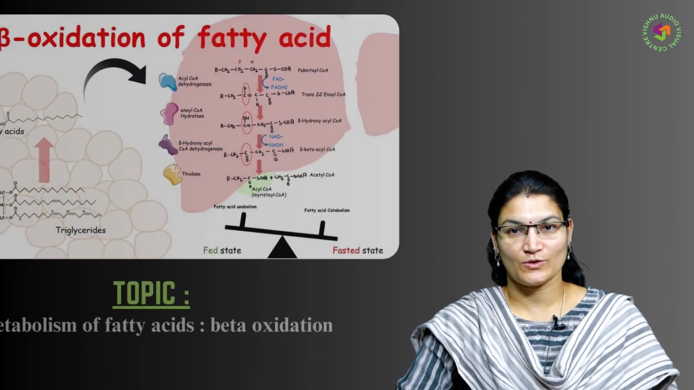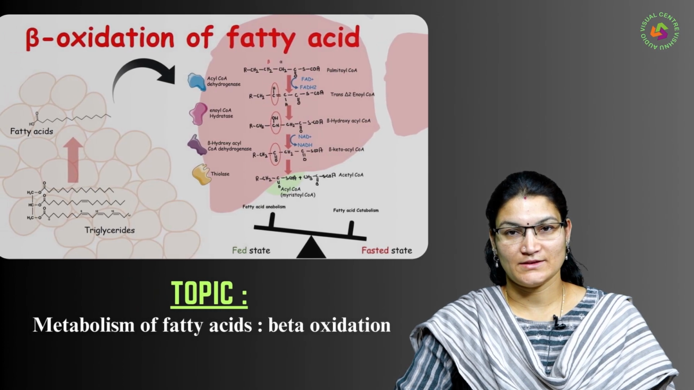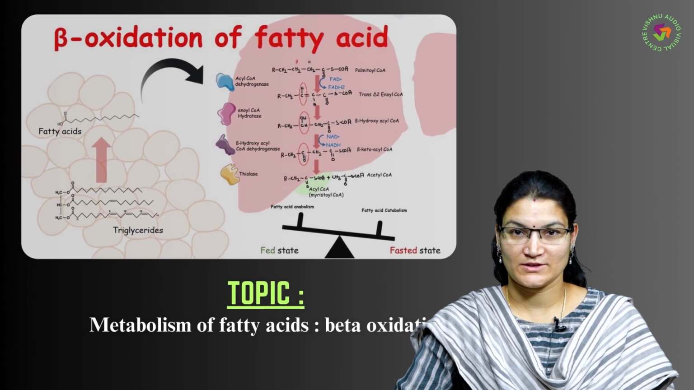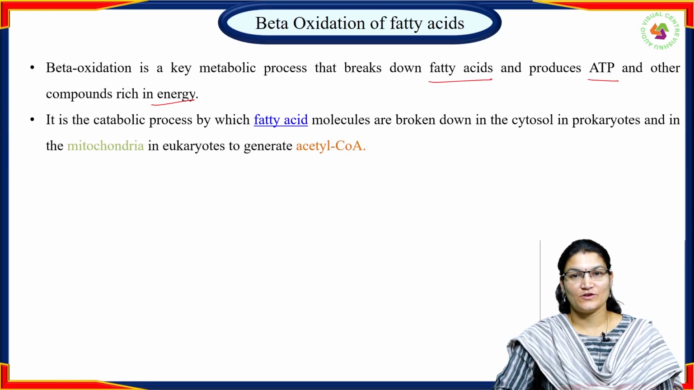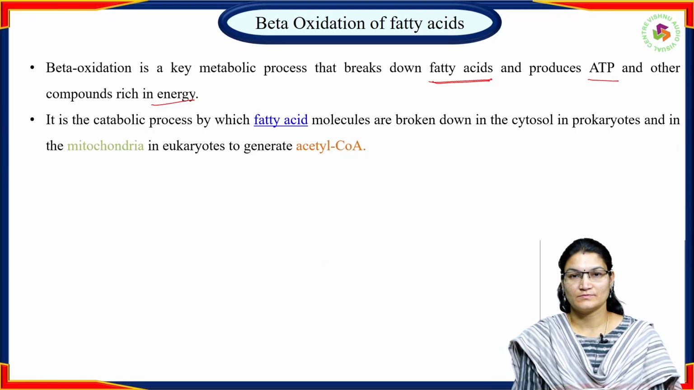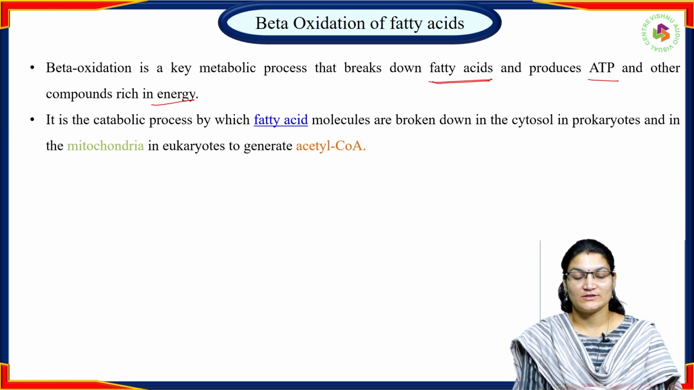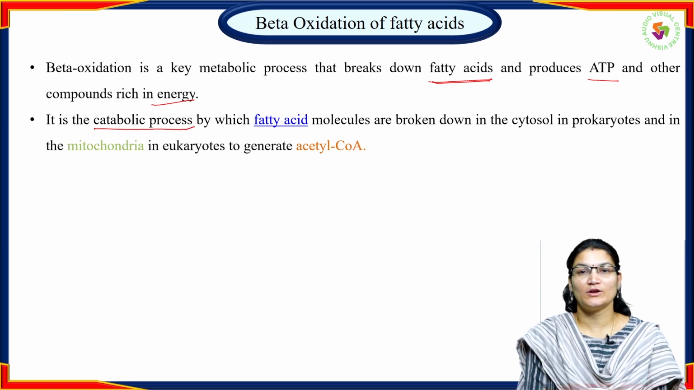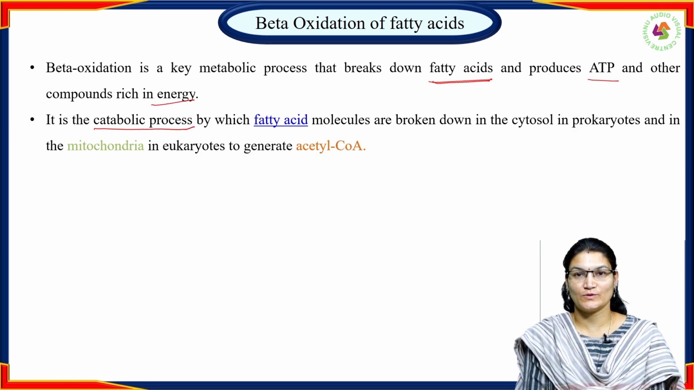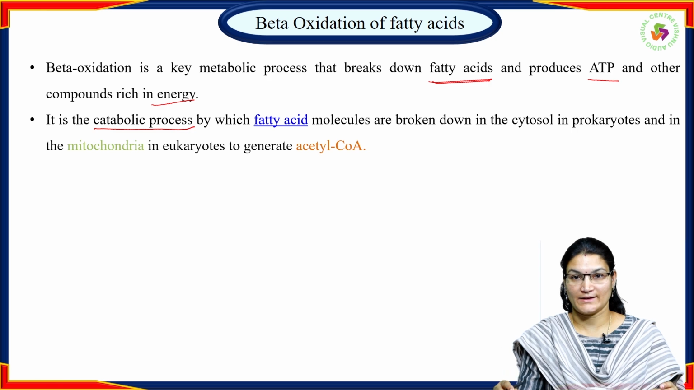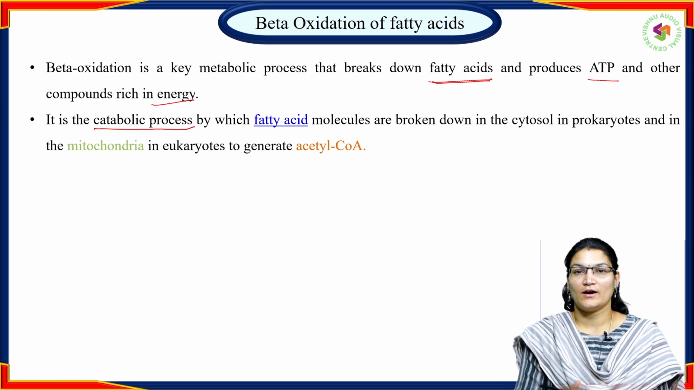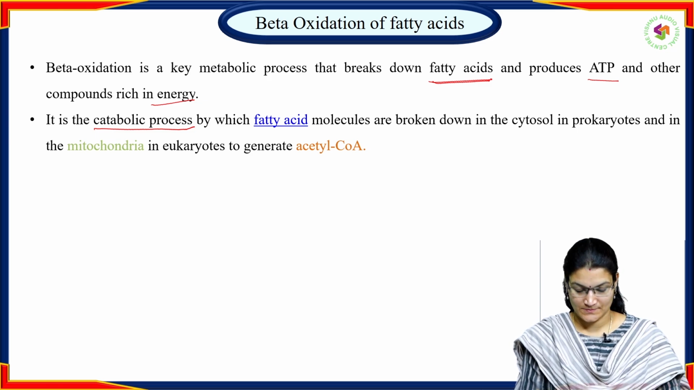In today's video, we are going to learn about metabolism of fatty acids and the most important metabolism, beta oxidation of fatty acids. Beta oxidation of fatty acid is a key metabolic process that breaks down fatty acids and produces ATP. This ATP is used as energy for other metabolic processes. And this beta oxidation is a catabolic process. A catabolic process converts heavier or long chain fatty acids into shorter molecules, and in this process we get 2 carbon chain acetyl coenzyme A as the end product.